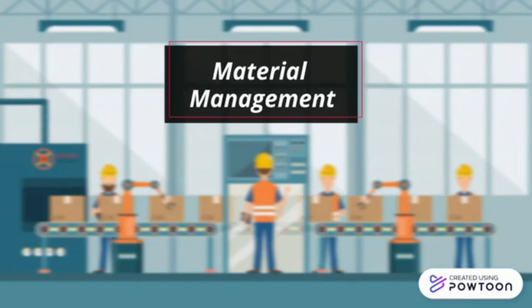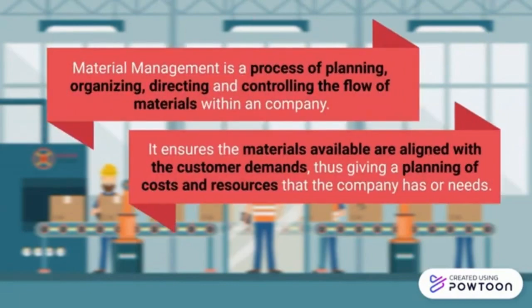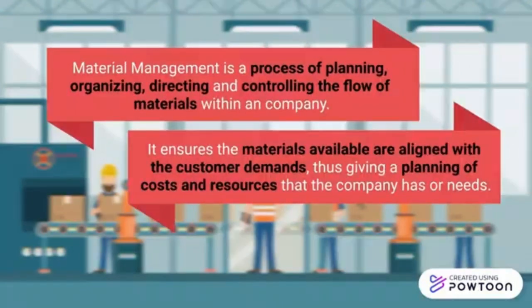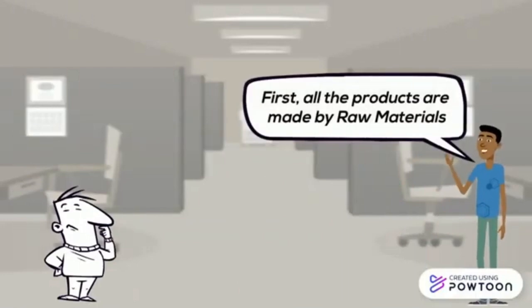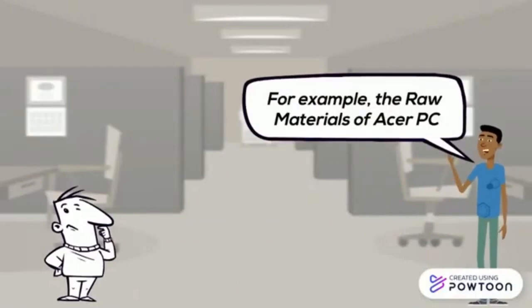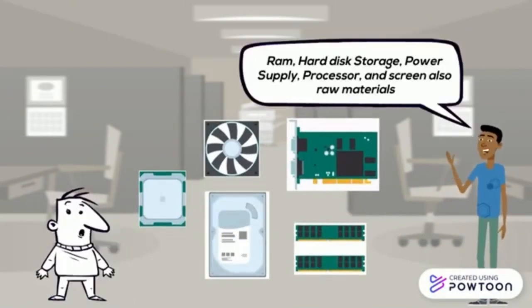Firstly, we will talk about material management. Acer uses material management to plan and control the flow of material. Tony will now explain, starting from what raw material is. The raw materials of an Acer PC are, for example, RAM, hard disk, processor, and so on.